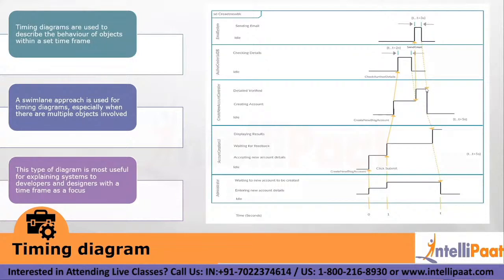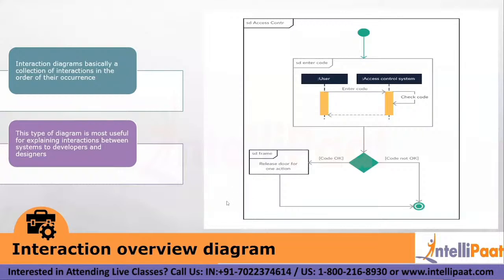If you look at these time separators, these are telling the system, so this is not about a user, it's more about how the system works within. You have these time bound parameters in which the system needs to take certain actions, or system behavior is regulated by these time parameters. To show that visually, this type of diagram is most useful for developers and designers when time frame is a focus area.